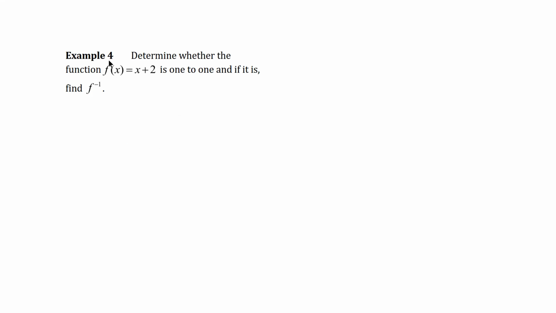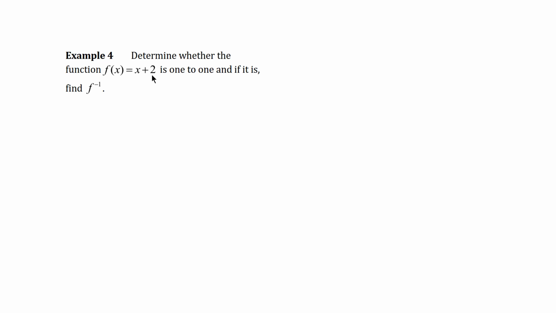In example number 4, determine whether the function f of x equals x plus 2 is one-to-one, and if it is, find f inverse. So if we take a look at the function f of x equals x plus 2, this is a linear function. This is just going to be the graph of a line with the y-intercept of 2 and a slope of positive 1. This means that the graph of this function would pass the horizontal line test.